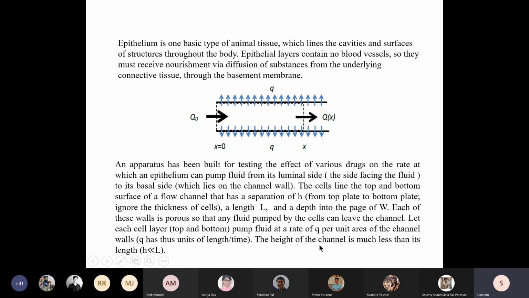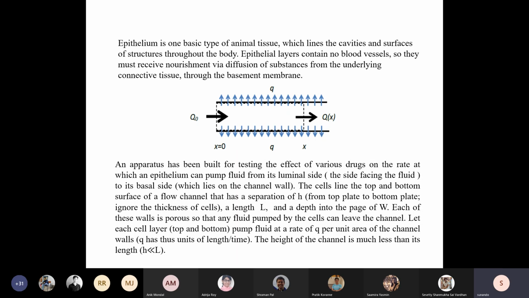And like any channels in our body, we can always say that the height of the channel is much less than its length. So H is much less than L. Is the problem statement clear to all of you? The only thing is q varies with x. Small q is the uptake, or rather the leakage flow rate, so to say, and H is quite small in comparison to the length of the channel.